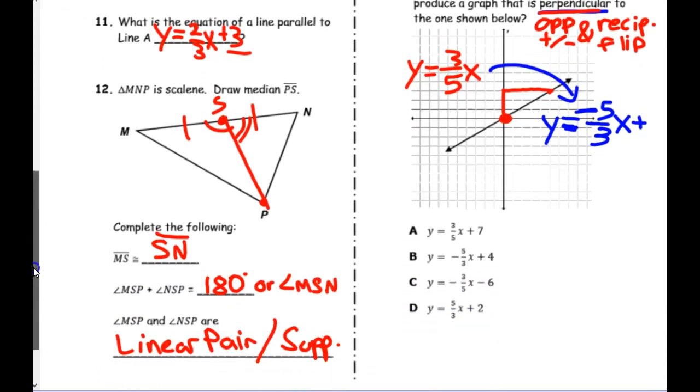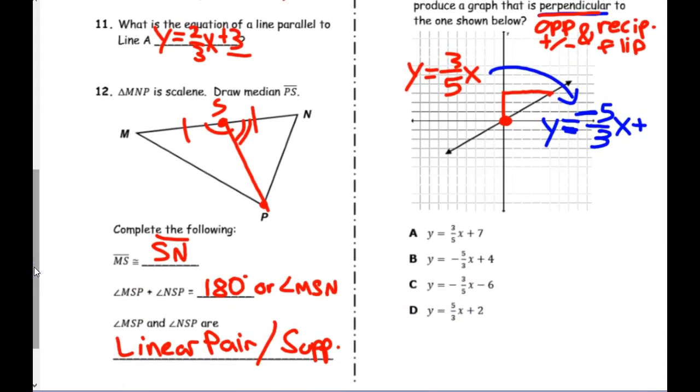So out of my options, the only one that's negative 5 over 3 is B. D is missing the negative, C did not flip, and A is actually parallel. Alright?